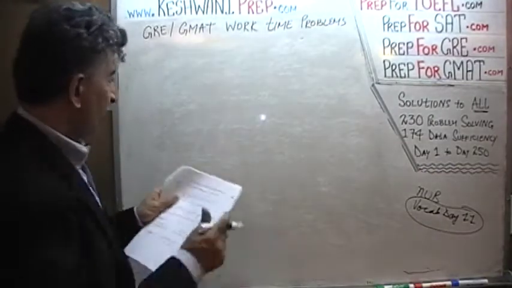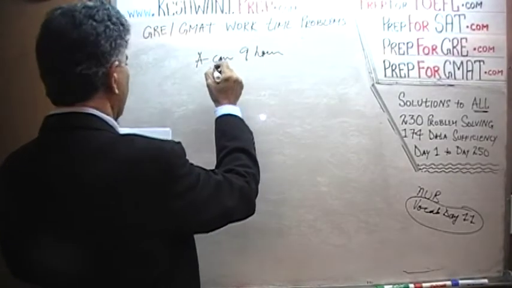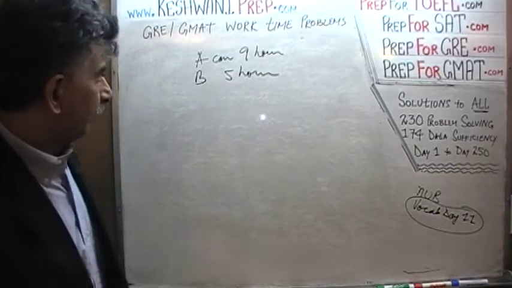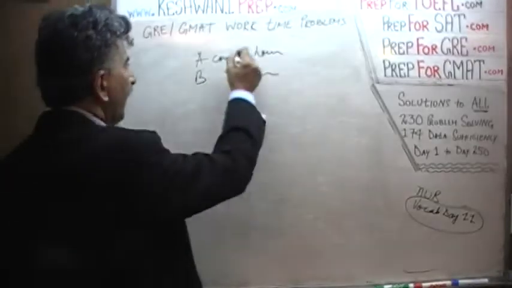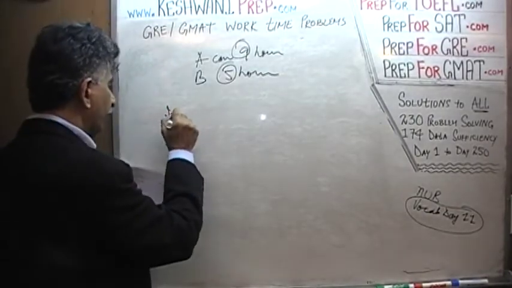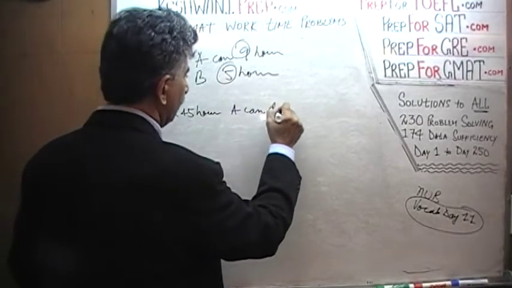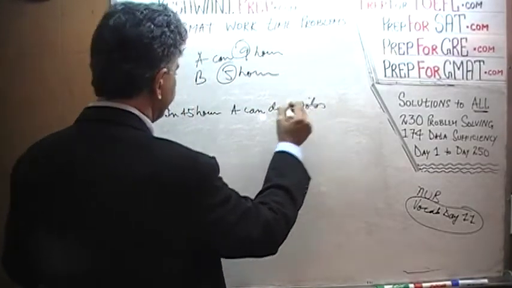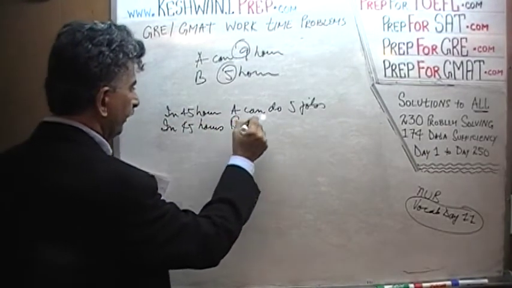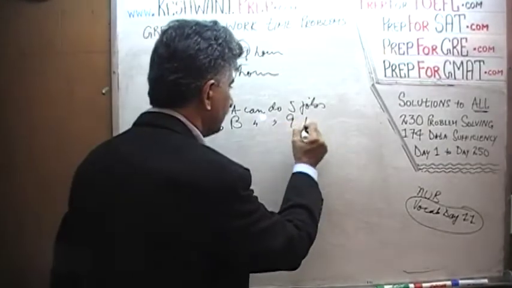Let's do number 2. Here's what it was. We were told that A did it in 9 hours and B in 5 hours. I'm just going to give you a simple version here. For 9 and 5, the least common multiple would be 45. So in 45 hours, A can do 5 jobs. And in 45 hours, B, since B takes 5 hours to do a job, will do 9 jobs.